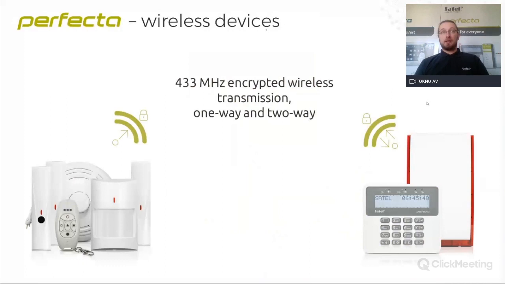With the wireless devices, there are 2 types of communication. First of all, it all works on 433 megahertz encrypted transmission, but there is two-way communication and one-way communication. One-way communication we are using with any kind of detector, but also with the key fob. So there is one-way communication from the detector to the panel, but of course with the sirens and with keypads, we are using two-way communication. This is very important because it gives you the possibility in the keypad to configure every single part in the system, even if it's wireless.